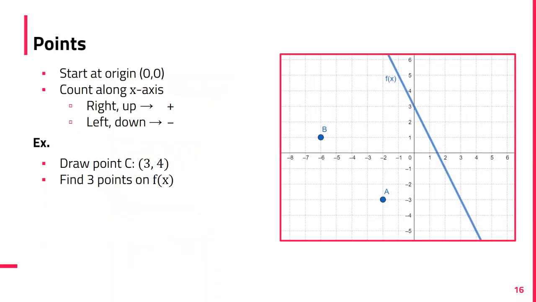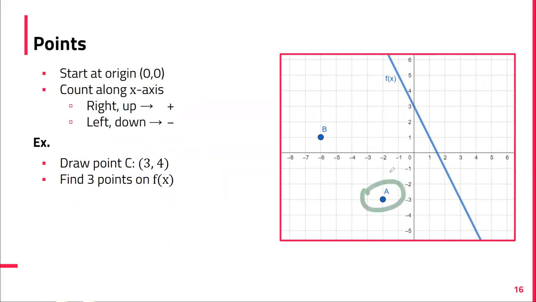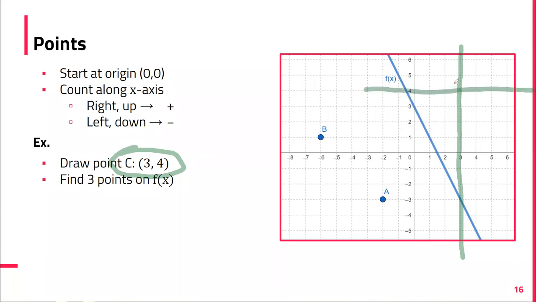So let's say we're going in the other direction. Instead of having a point and figuring out the coordinates, let's say we have coordinates and we want to figure out where the point is. Well, we just do the same thing, but in reverse. Let's say we have point C here, and we want to put that on our graph. We find 3 on our x-axis and draw a line straight through that. Then we find 4 on our y-axis, draw a line straight through that, and there's our point at that intersection.